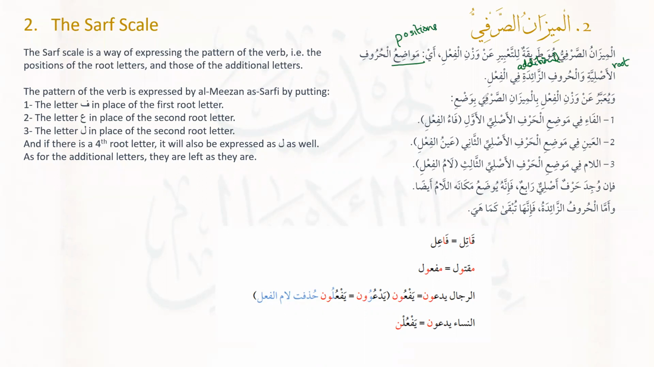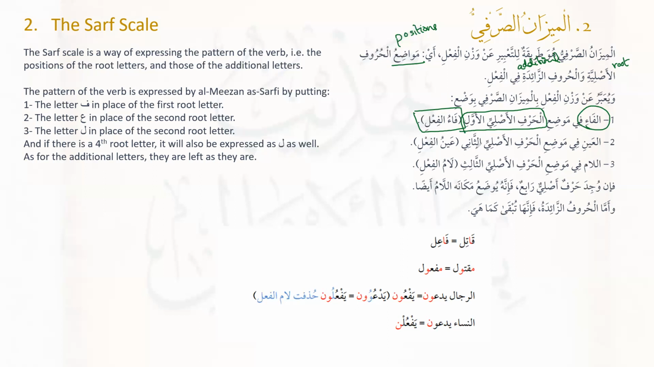How do you use this Meezan Sarfi to tell a person where the additional letters are and where the root letters are? He says, وَيُعَبَّرُ عَنْ وَزْنِ الْفِعْلِ بِالْمِيزَانِ الصَّرْفِ بِوَضْعِ, by putting a fa in the place of the first root letter. Al-harf al-asli al-awwal. First root letter, you put in place of it a fa. The name for it is fa'ul fi'l. Yani you can say the first root letter, you can say al-harf al-asli al-awwal, and you can say fa'ul fi'l. They both mean the same thing.